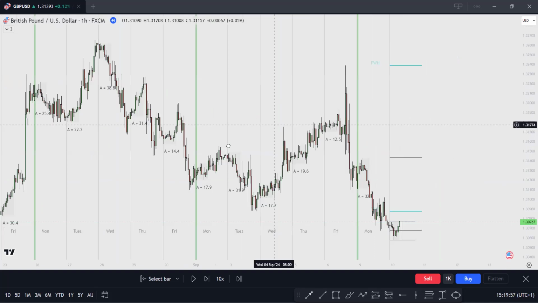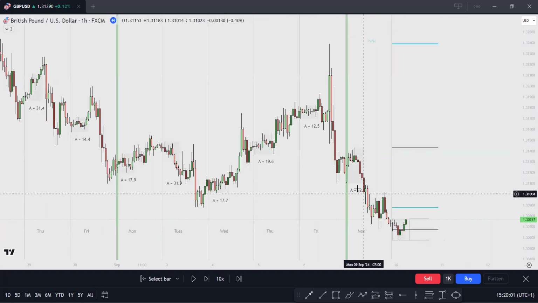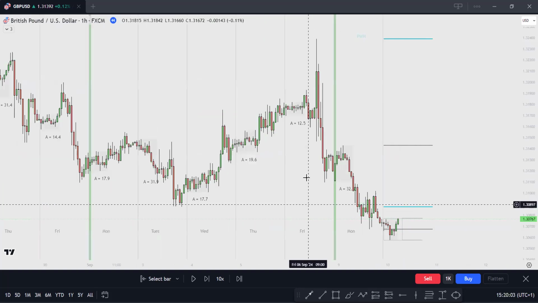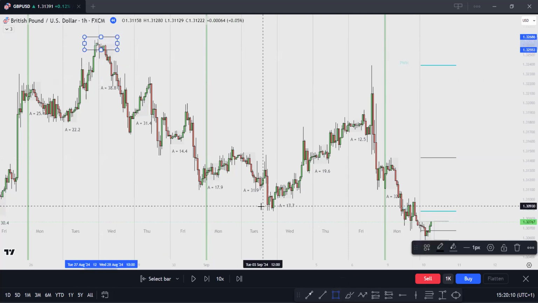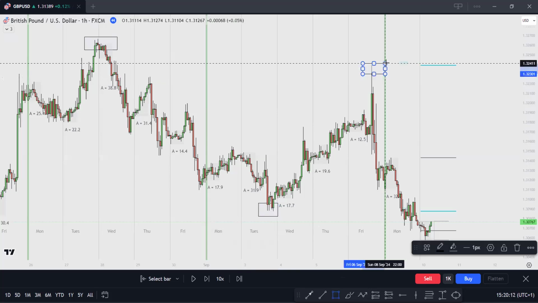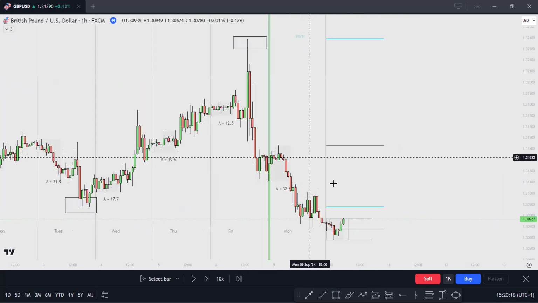So looking at this, I see that we are in a downtrend, but price could also reverse at these levels here. But overall, my thought process was, okay, this could be a high, this could be a low, and this could be a lower high, and then we'll have a lower low here. So I'm going to be looking for sales.